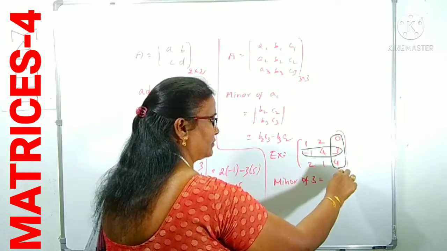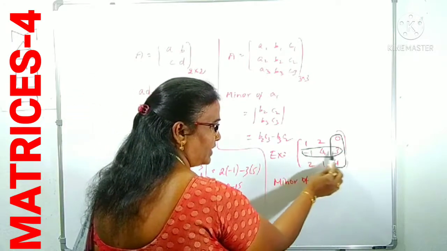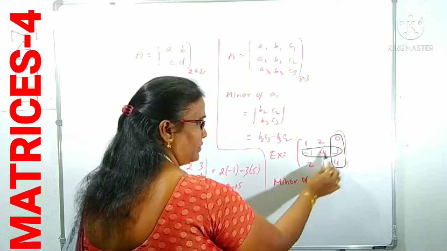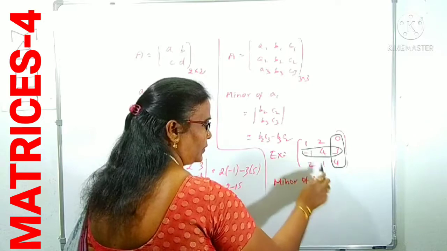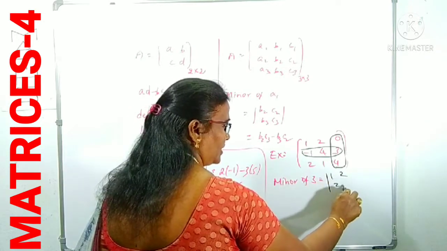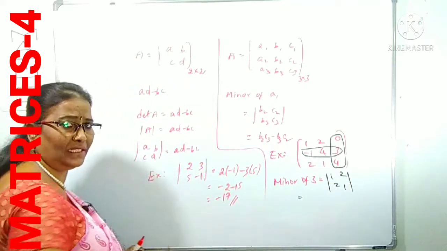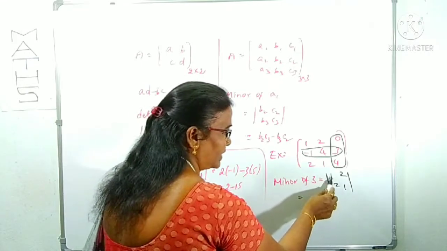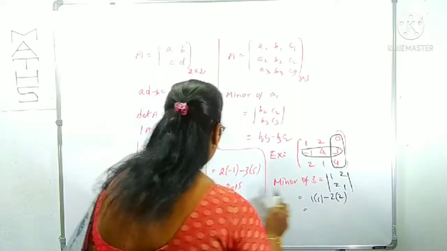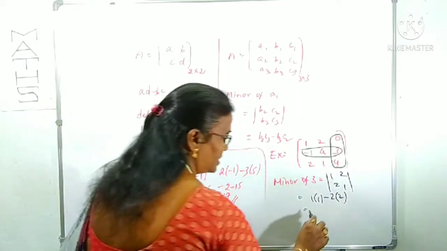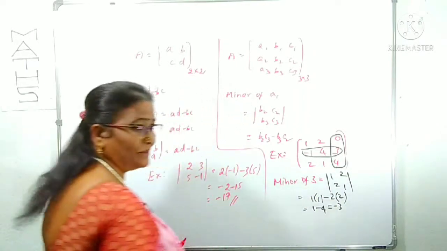After closing these two, row and column, we want the minor of 3. 3 is available in the second row as well as the third column. After closing these two, what are the left over? 1 2 2 1. This is called the determinant. Its value is 1 into 1 minus 2 into 2, 4. We are using AD minus BC. That is 1 minus 4, which is minus 3. This is the minor of this 3.